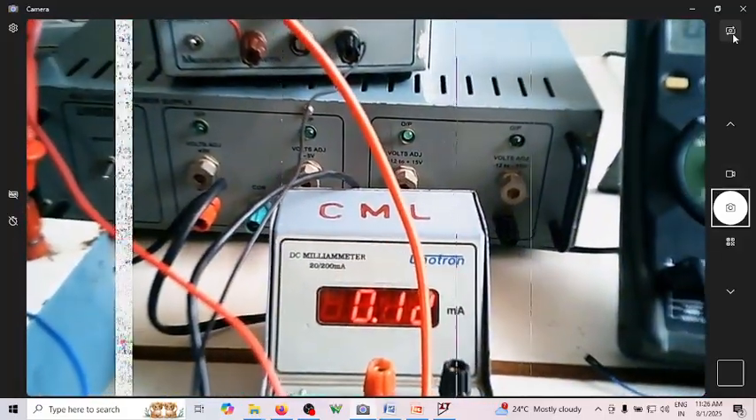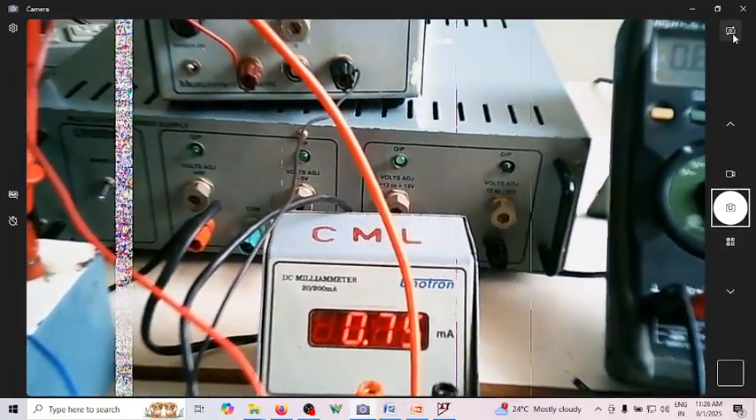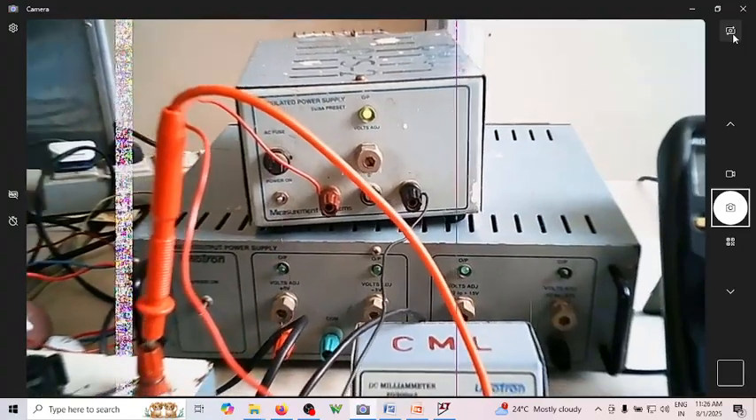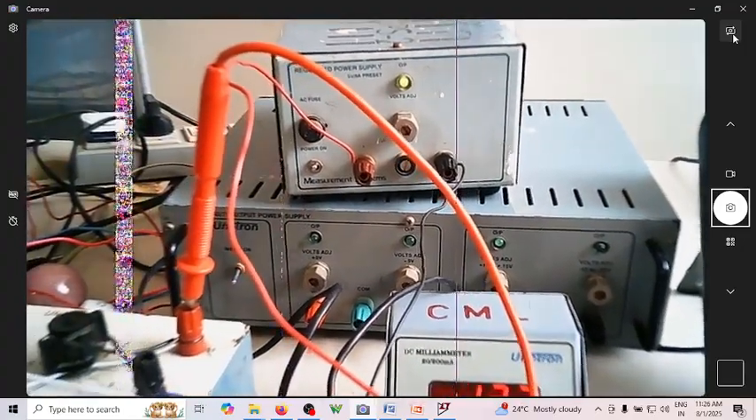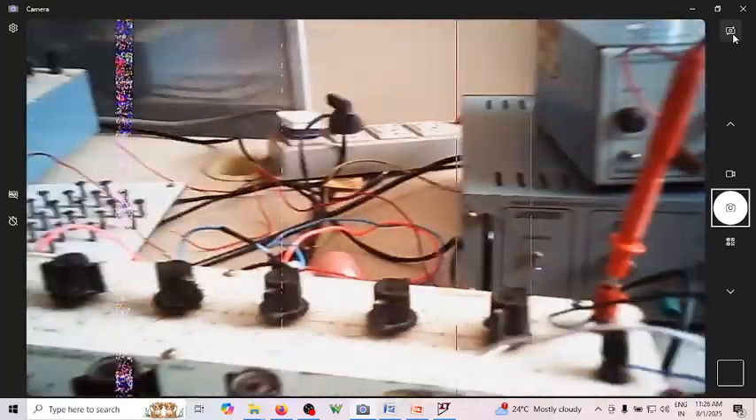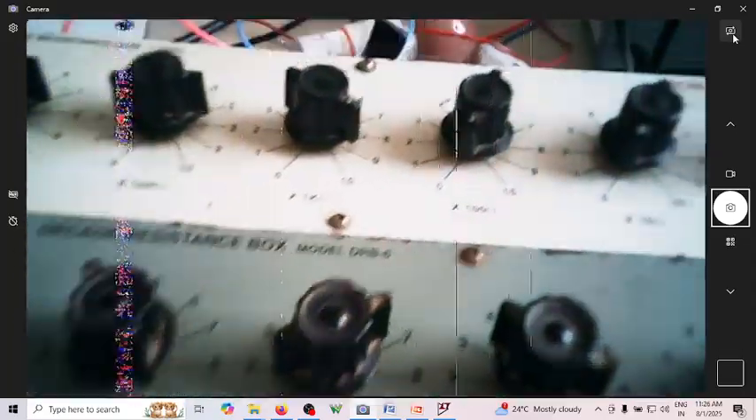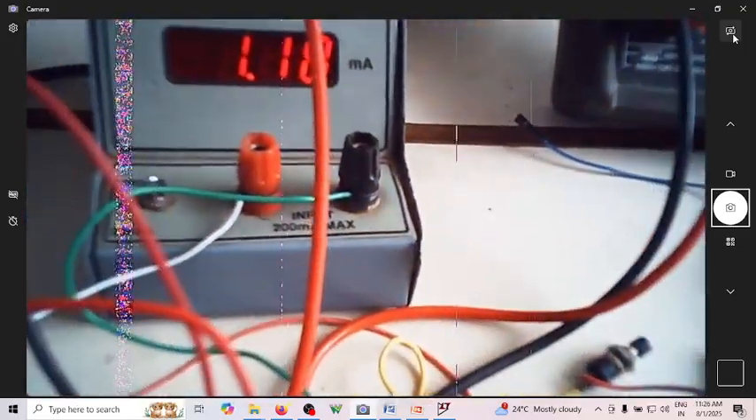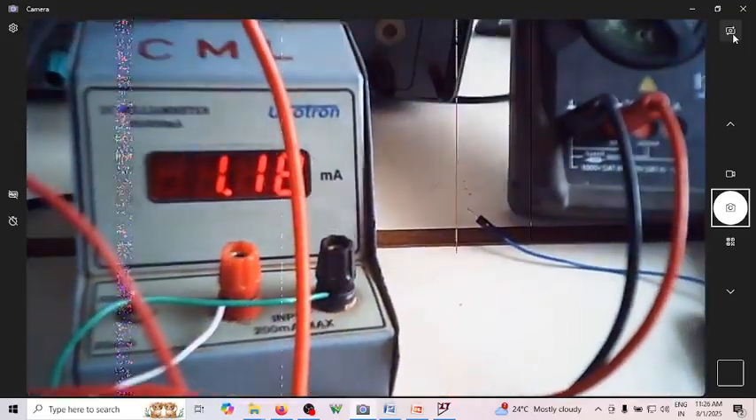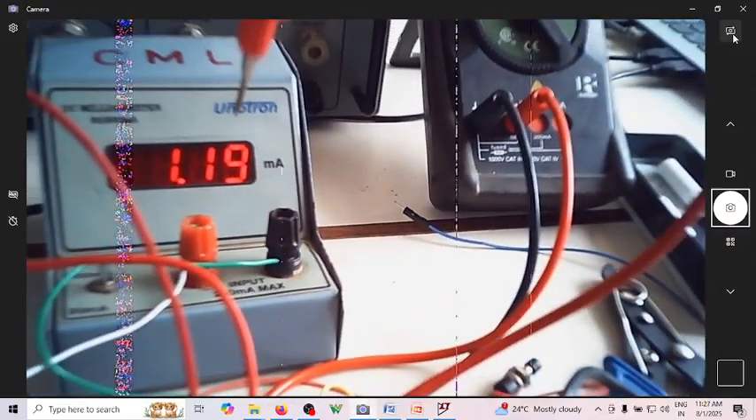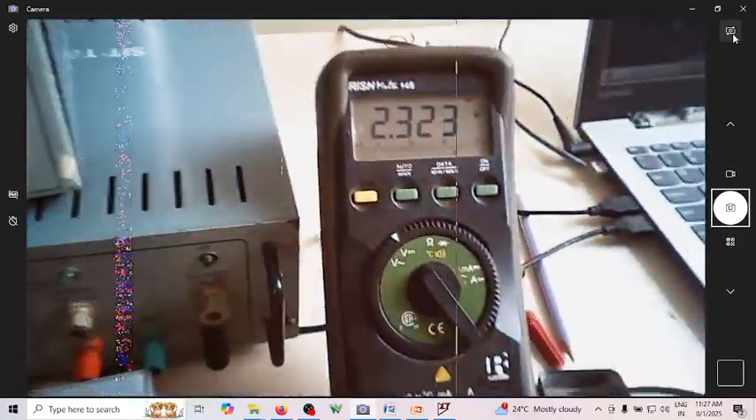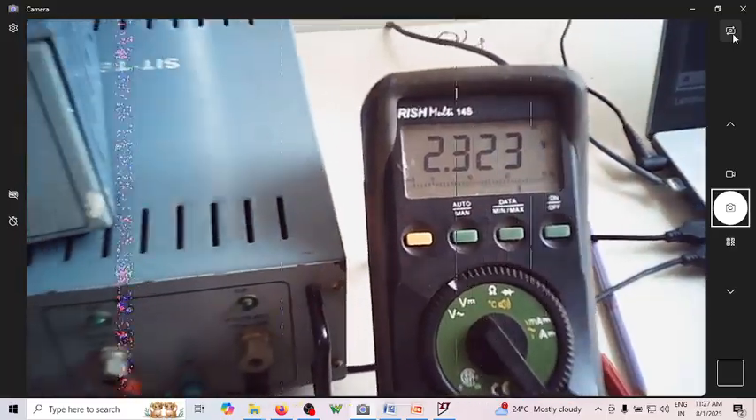Now I'll make it 3.9, okay, maybe this is 39K. You can see now I will use a 47K resistor. You can see R1 is 220K, this is 47 kilo ohm, which is a standard value, and you are having a current of 1.18 milliampere, and that will result in a VCE of 2.3 volt, which is fairly good.